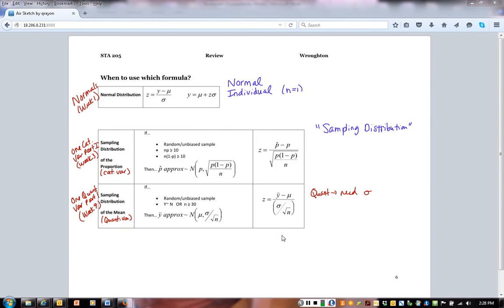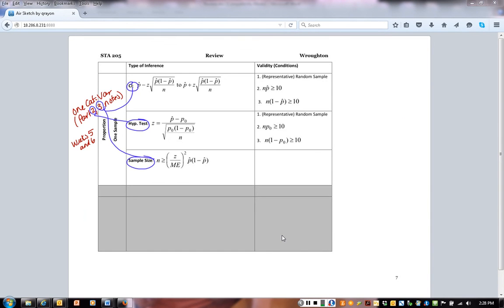Alright, so how do I know I'm working from this box? So the first thing I need to have is one variable. I need that variable to be categorical. If it's quantitative, I'm doing something different instead. And I need to either be doing a confidence interval, a hypothesis test, or finding sample size. If that's one of my 3 goals, this is where I'm going to be.